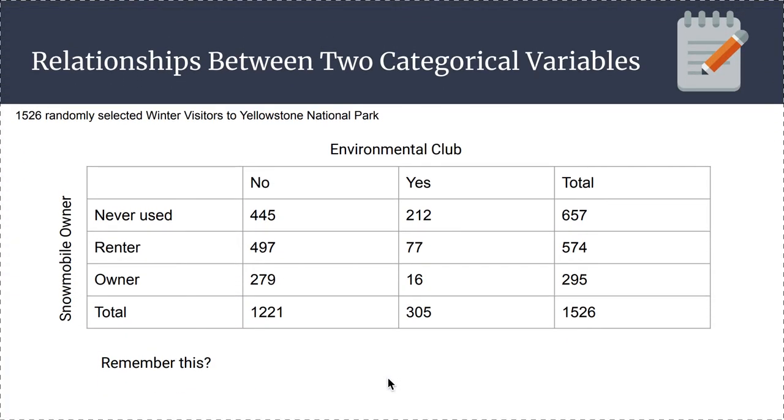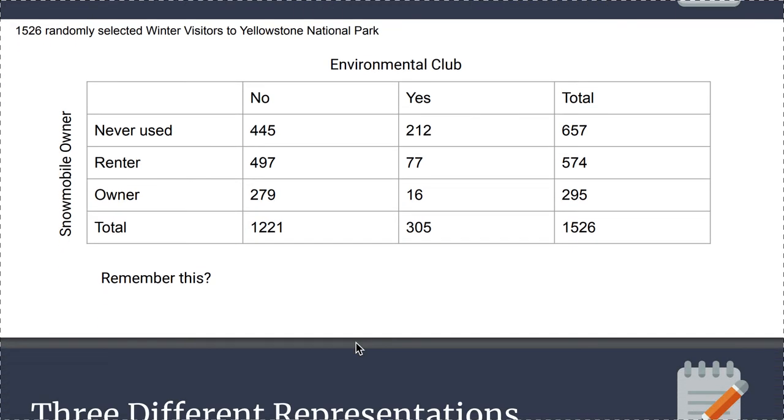All right. Remember this table of data looking at the relationship between snowmobile owners and environmental club membership? It's the same table of data we were using in class, but I want to think about this a different way. We did a lot of different work with this, finding joint relative frequencies, conditional relative frequencies, marginal relative frequencies, and even looking at segmented bar charts to do some quick visual comparisons of some of those relative frequencies to make determinations about whether or not there were possible associations between some of these variables. I want to dig into that a little bit more.